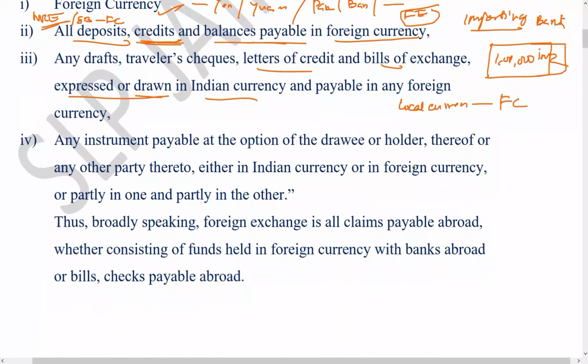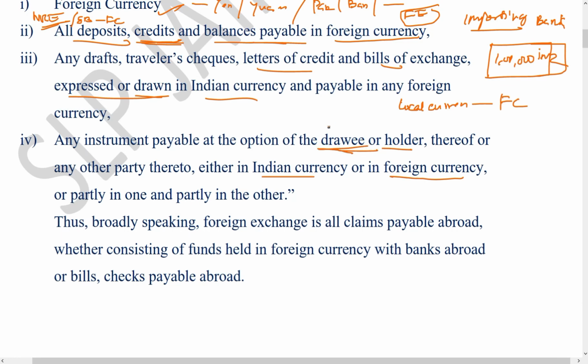Fourth point, any instrument payable at the option of the drawee or holder thereof or any other party thereto, either in Indian currency or in foreign currency, or partly in one and partly in the other. So what they are telling is the same thing. What we told here is the same thing, but we are giving the option to the drawee.